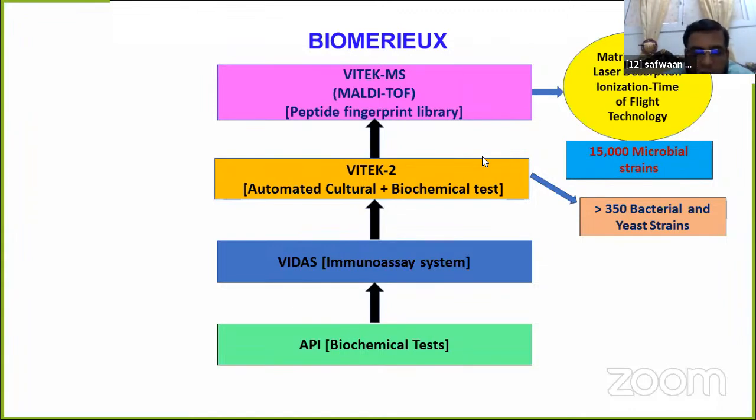Then the latest one, which most of you might know, is the MALDI-TOF. So Vitek has also developed their own MALDI-TOF by the name Vitek MS. This is based on a peptide fingerprint library. It is basically mass spectrometric analysis, and it has a library of 15,000 microbial strains. There is a limitation here: if the library is not available for a particular species, then we cannot identify it. With Vitek 2, we can identify more than 350 bacterial and yeast strains. So for food diagnosis, bioMérieux has designed very good technology for identification.